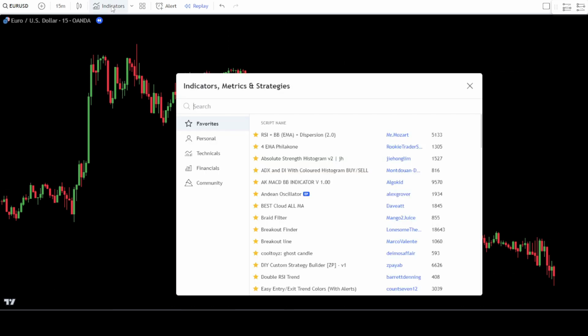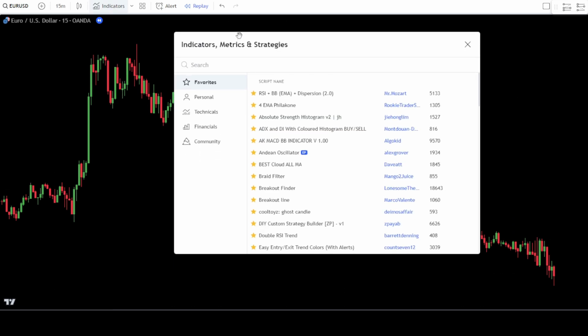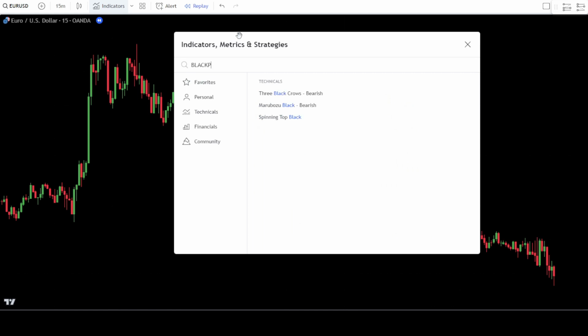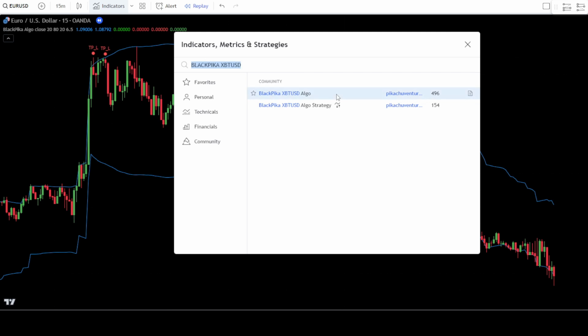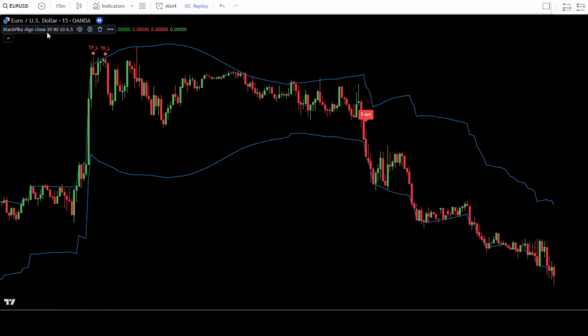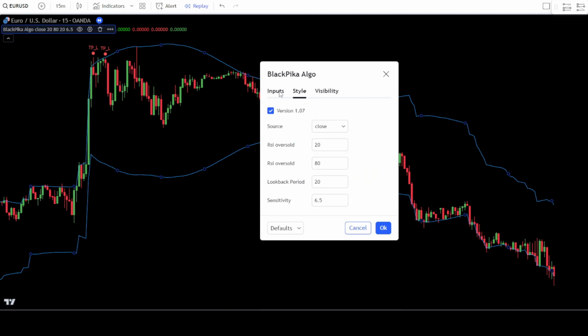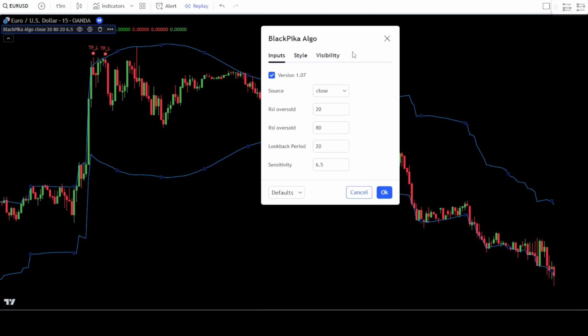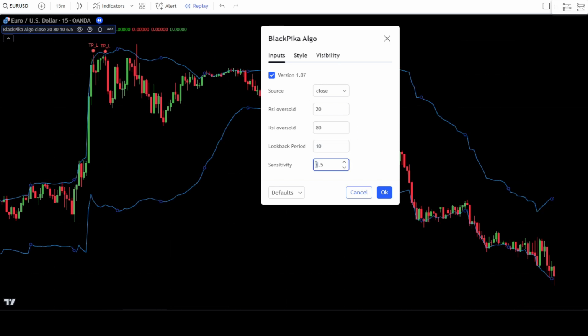After that, go to the Search Indicator tab and type in Blackpika XBTUSD. Then select Blackpika XBTUSD by PikachuVentures. Next, configure the Blackpika indicator. In the Input tab, change the number for the lookback period to 10. Then change the number for sensitivity to 8.5.